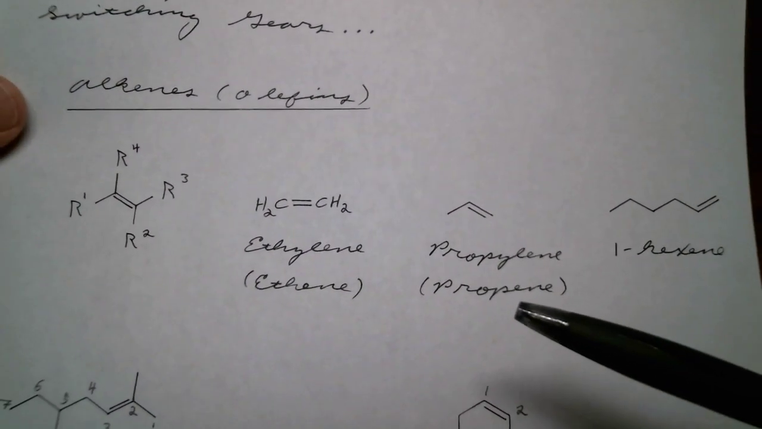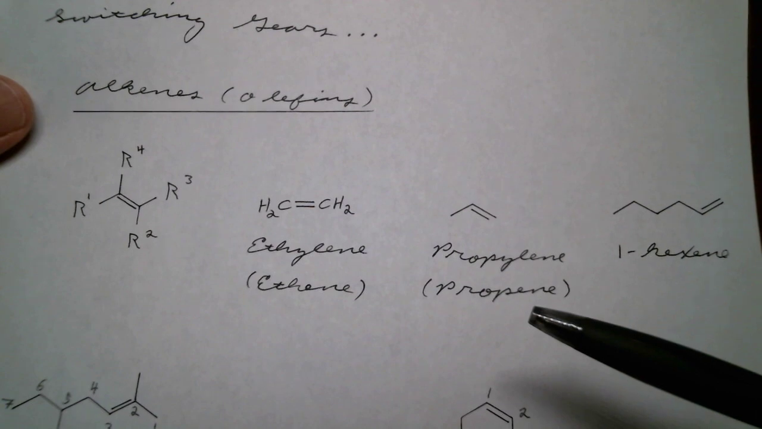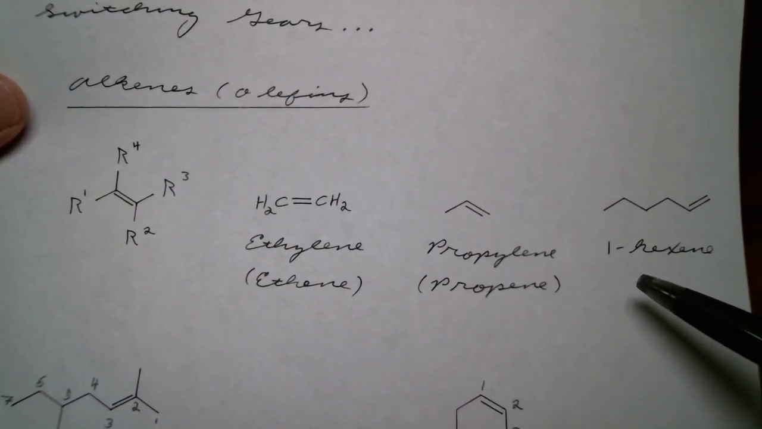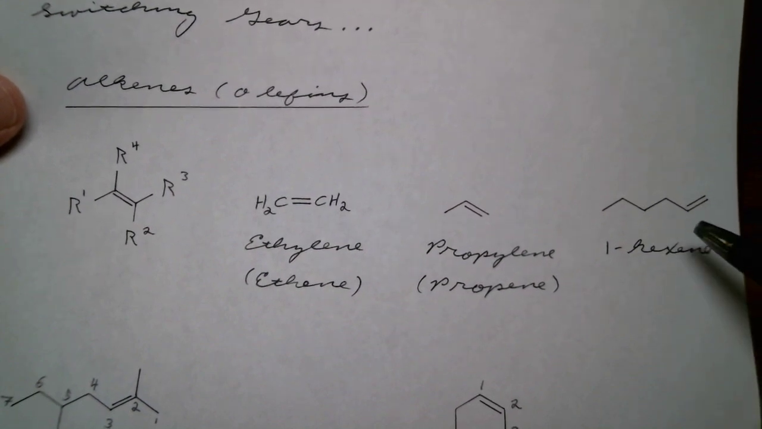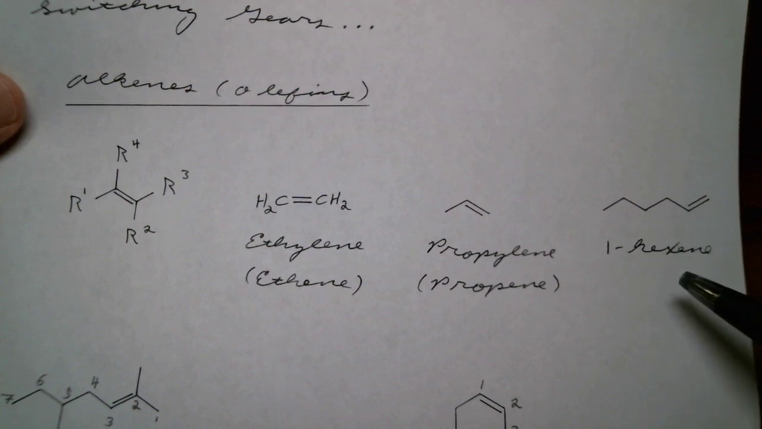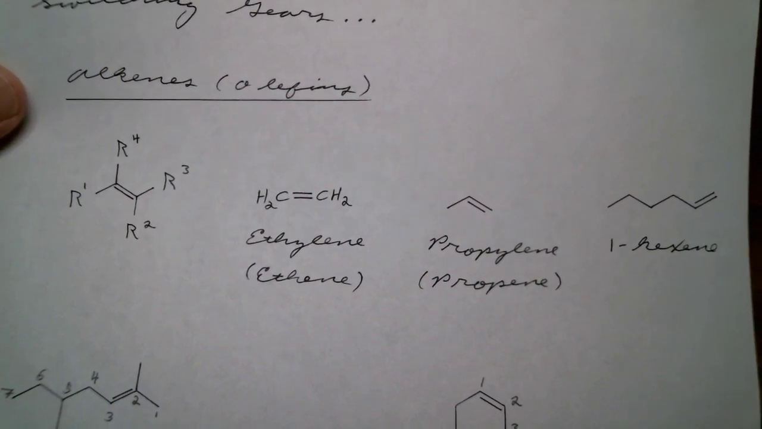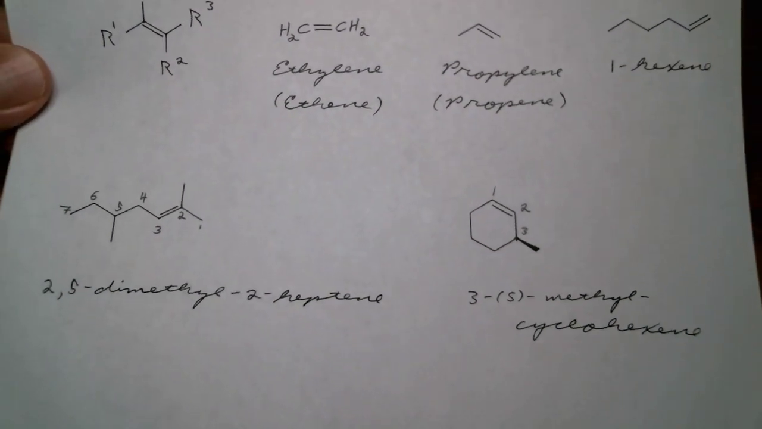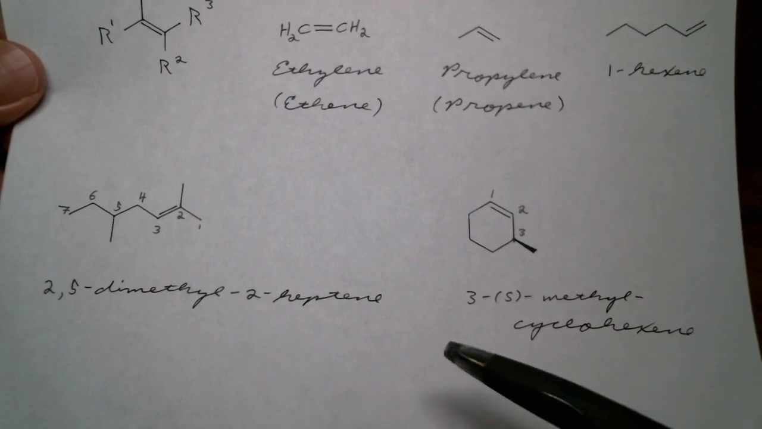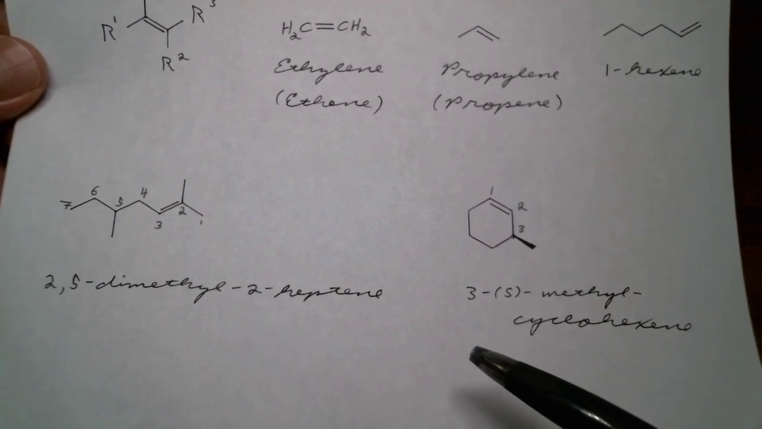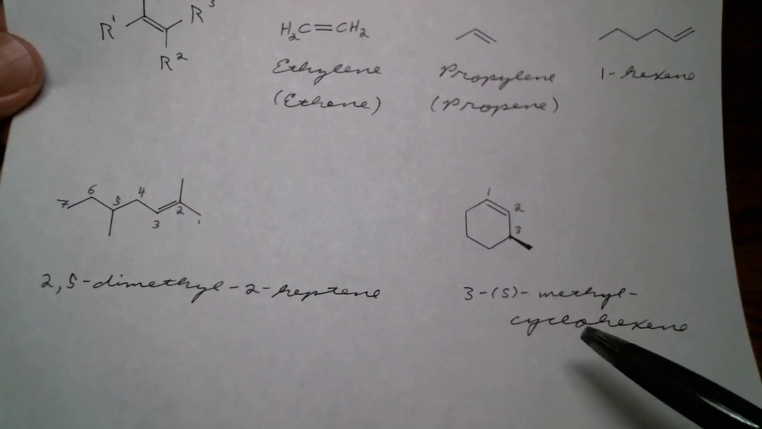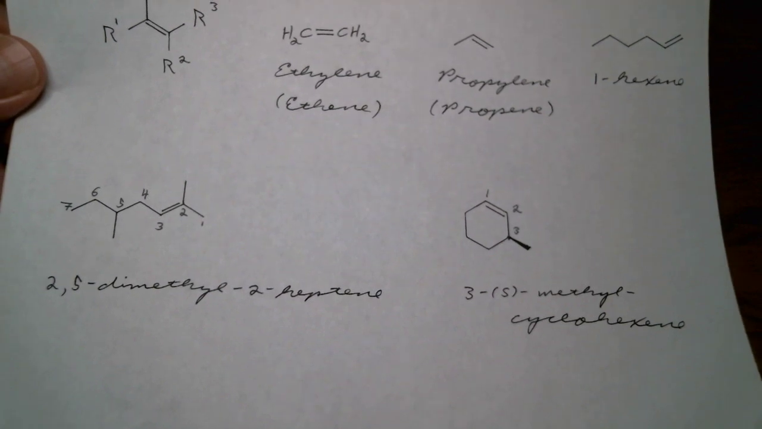Here we've got propylene, which we also know as propene, so 3 hydrogens and 1 methyl group. Here we have 1-hexene. So again, 3 hydrogens and a butyl group. Of course, the longest carbon chain is 6 carbons, so it's a hexene. Here we have 2,5-dimethyl-2-heptene. And we could even incorporate ideas of stereochemistry in there. So 3S-methylcyclohexene is shown there.